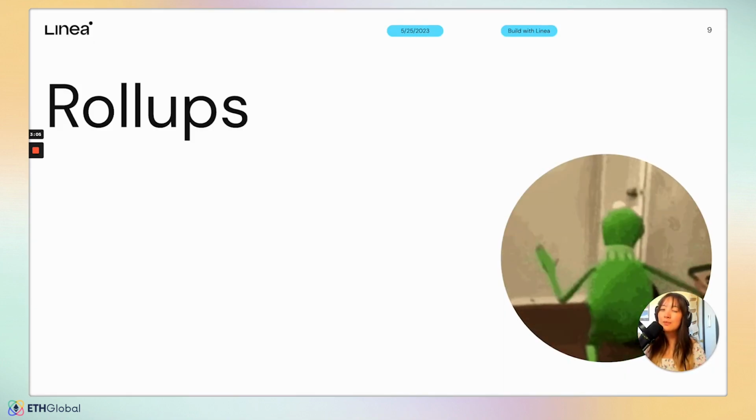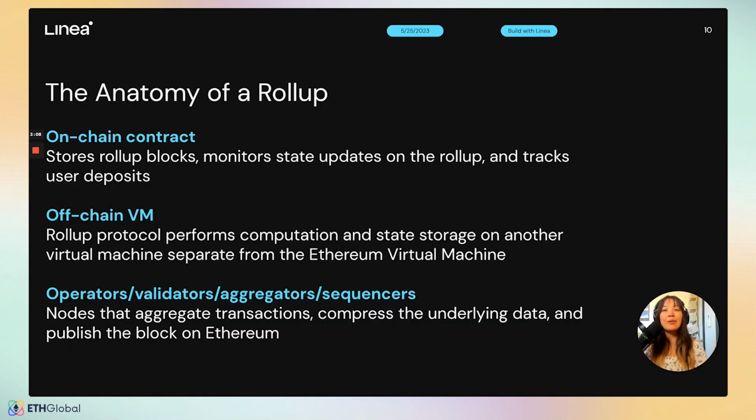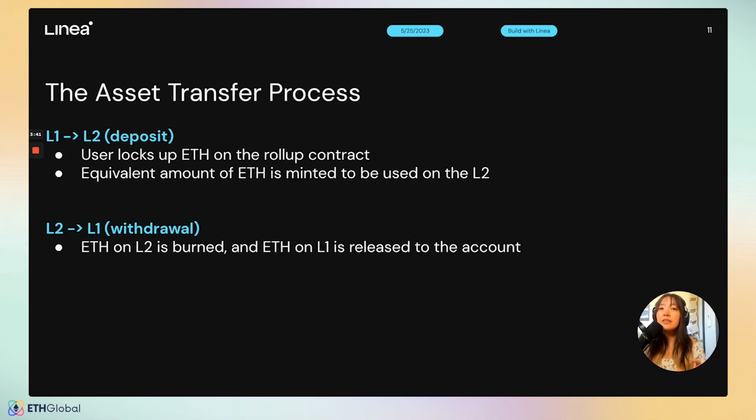I talked about rollups, but what exactly is a rollup? Well, the anatomy of a rollup is made up like this. There is an on-chain contract on the L1. Basically, it stores the rollup blocks, monitors the state, tracks deposits. There's the off-chain VM. This is where that computation is happening for pulling off that execution layer. And then the last piece here, kind of an umbrella term: operators, validators, aggregators, sequencers. They are essentially responsible for aggregating the transactions that are coming in, compressing the data, and then publishing that block back onto Ethereum.